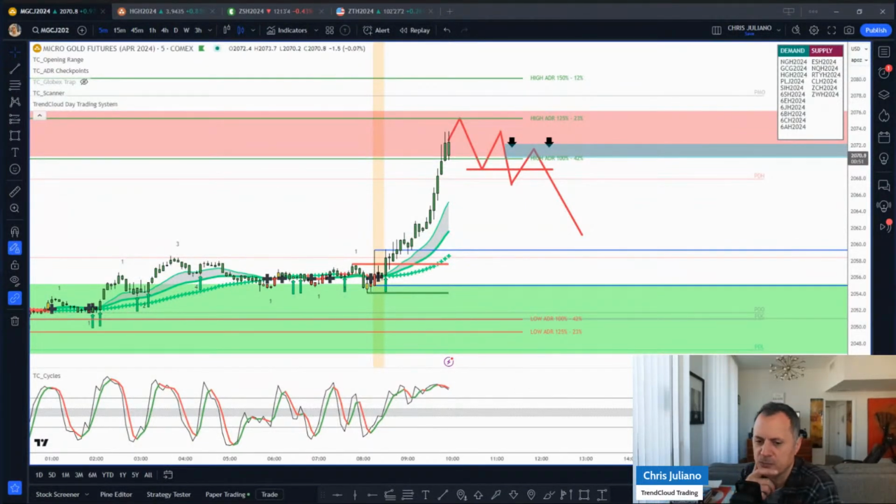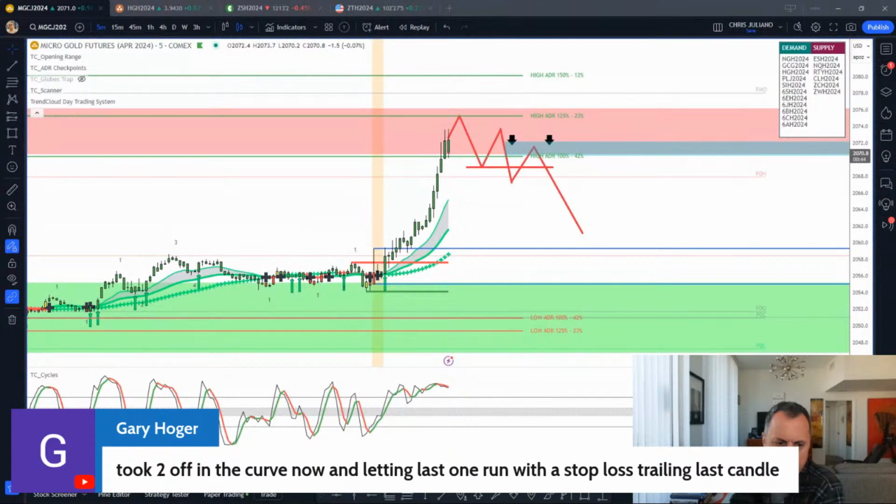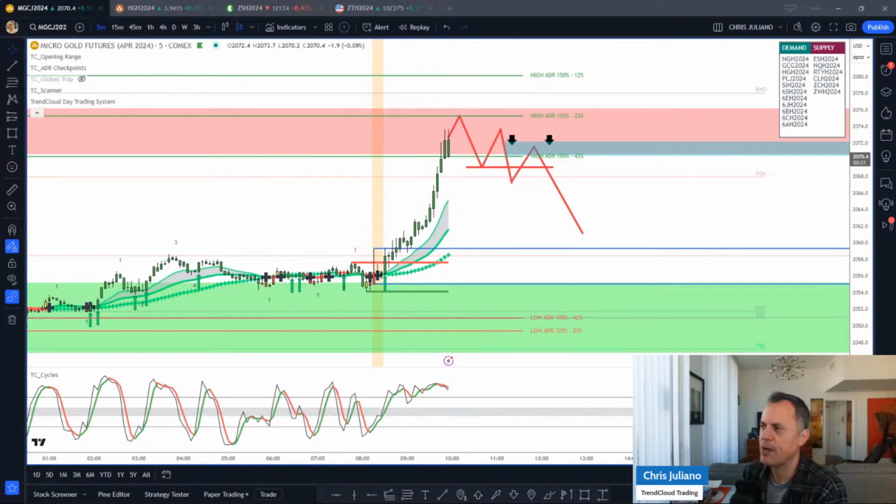Very good lesson. Really good, exciting stuff today. Gary took 2 off in the curve and is letting the last one run, with his stop loss trailing the last candle. Beautiful. You don't know how high it's going to go, right?